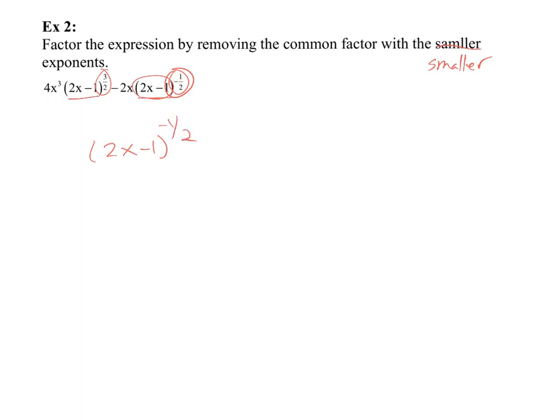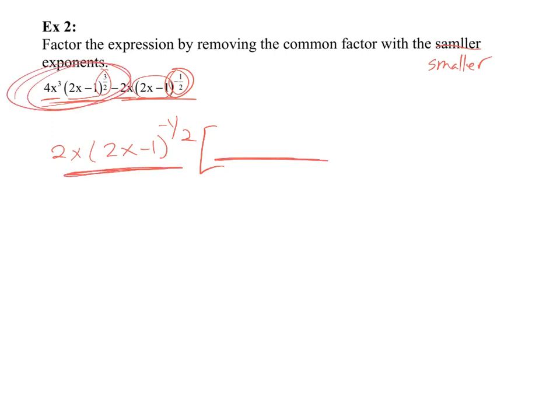Also, in these two terms here, what else do they share in common besides the binomial? Well, I have a negative 2x here, I have 4x cubed here. That means I could pull out a 2 as well as an x. Alrighty? So then what's left over after I do all this factoring? Well, this times what gives me this?